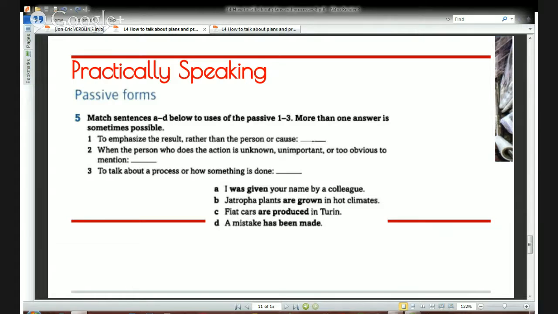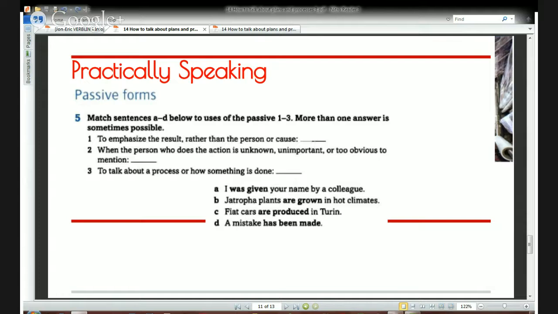Well, there is. Oh, okay. There's one more. So you do think there's another one, because there is. Okay. So besides B, besides Jatropha plants are grown in hot climates, maybe C? What do you think is the next one that matches? C? Maybe C is correct. Okay. That's right. So number 2 and 3 have the same answers, B and C. Number 2 and 3 both match with B and C.